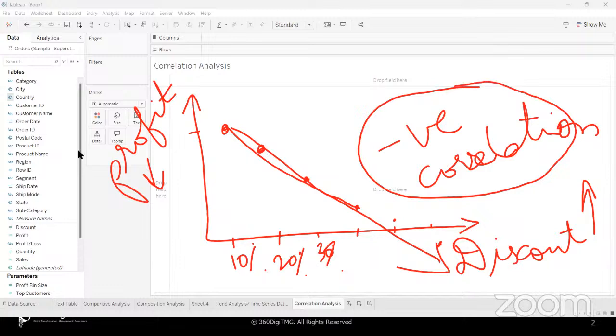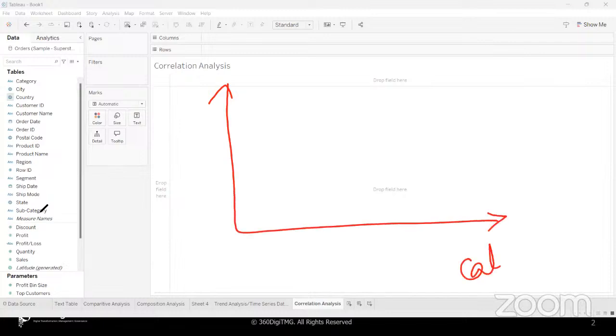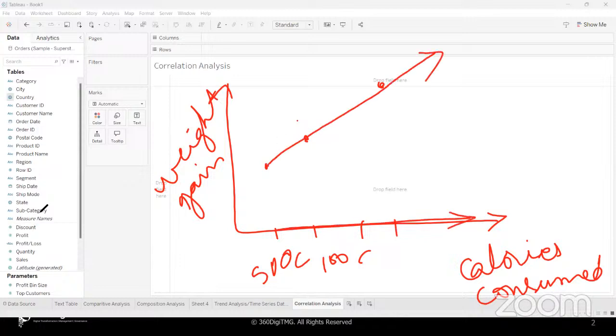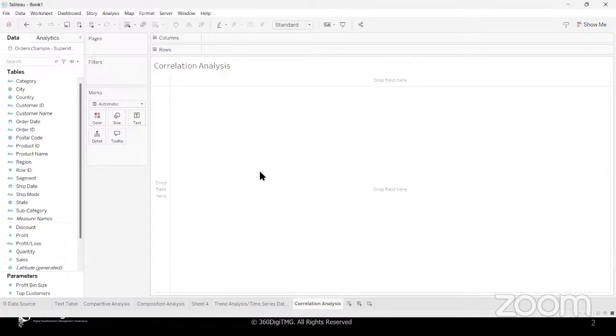If someone says, now what is the relationship between calories consumed and the weight gain of a person? If I'm consuming fewer calories, maybe only 500 calories per day, weight gain will be less. 1,000 calories, I would be putting on more weight. 2,000 calories, much more. So as the calories consumed keep increasing, the weight gain of a person will increase. Or as the sales of an item increase, the profit might increase. So when increasing one value leads to increasing of another value, then we say there is a positive correlation. There is a direct proportion.